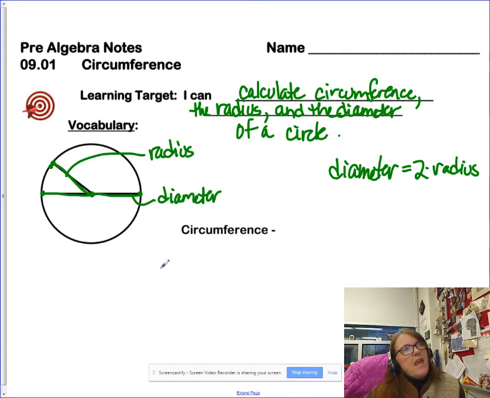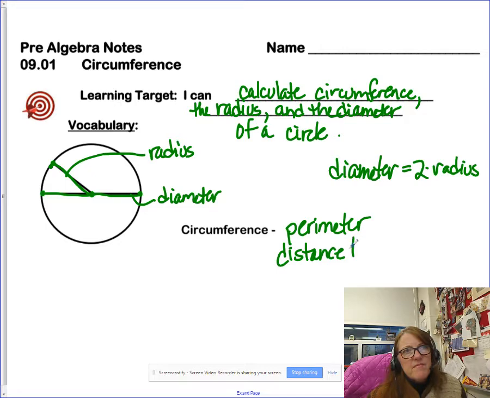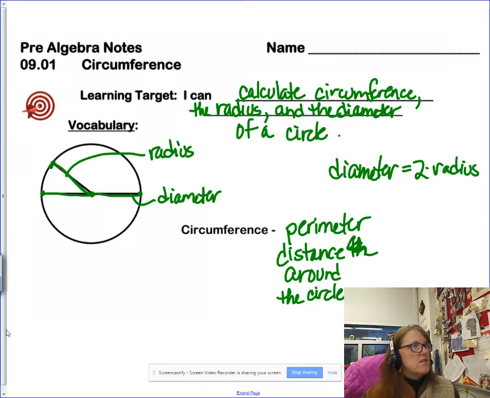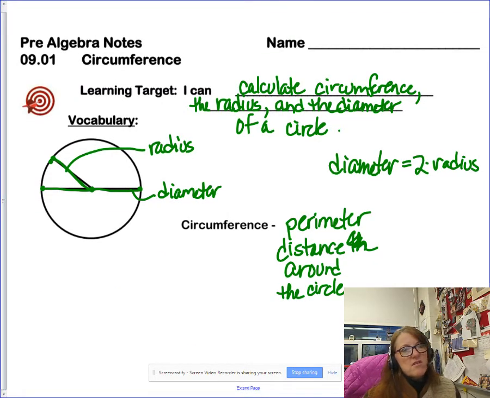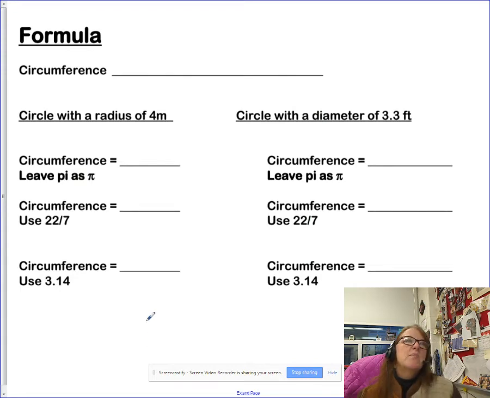There you go. All right, and finally, circumference. That's a word you will hear a lot of in this module. Circumference is basically another word for perimeter. That means it's the distance around the circle. So you've experienced or dealt with some of this stuff last year in 6th grade. So this is kind of like review and going a little bit more in depth.